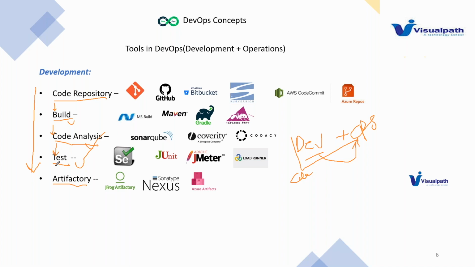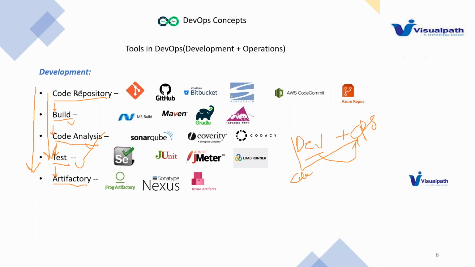That's where continuous integration comes in. From the code repository, when code is checked in, until the push to the artifactory, all those things are automated in continuous integration.